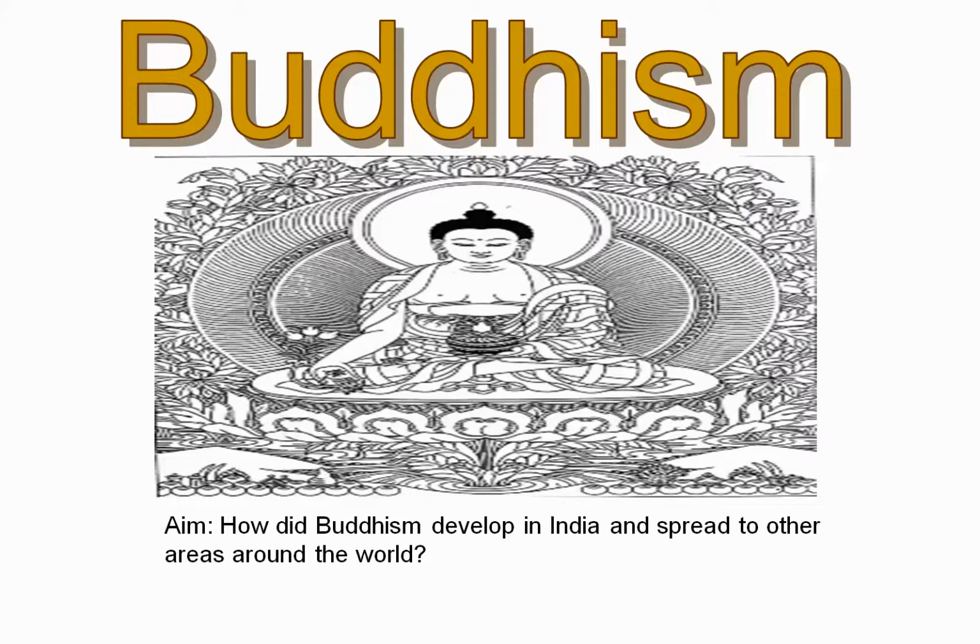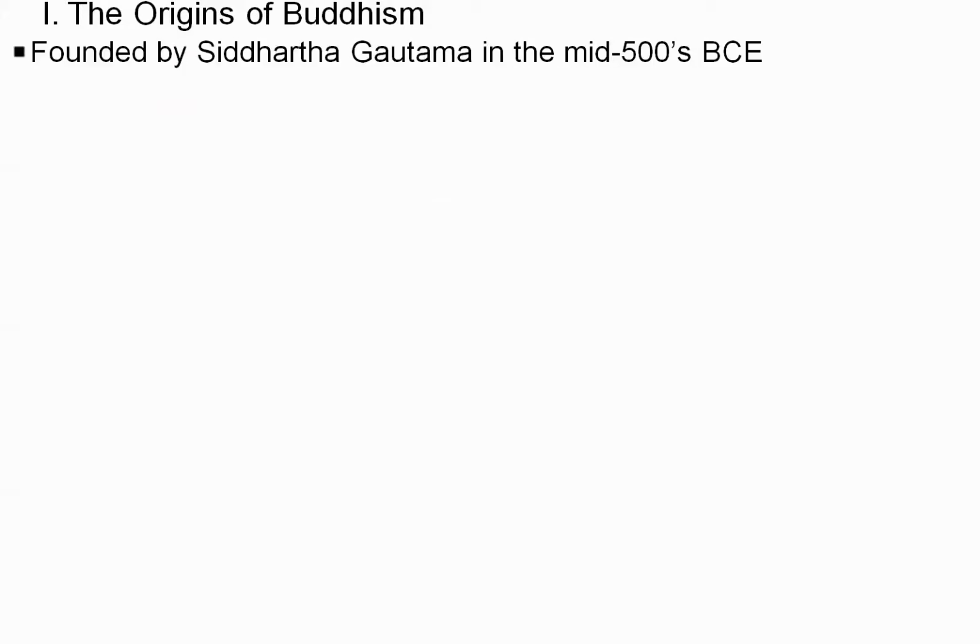Hello everyone. Today's lesson is on Buddhism and how it developed in India and eventually spread to other areas around the world. When we look at the origins of Buddhism, we need to understand where it came from, where it developed. And to do that, we look at a very famous man named Siddhartha Gautama.